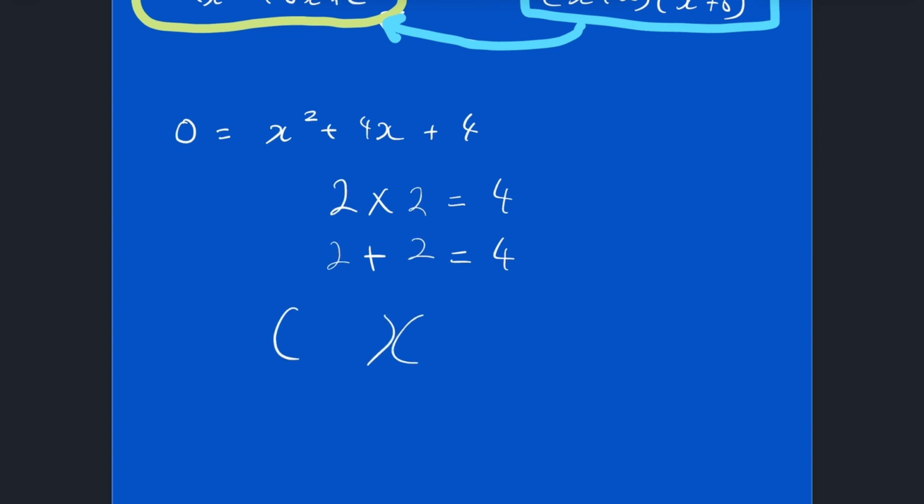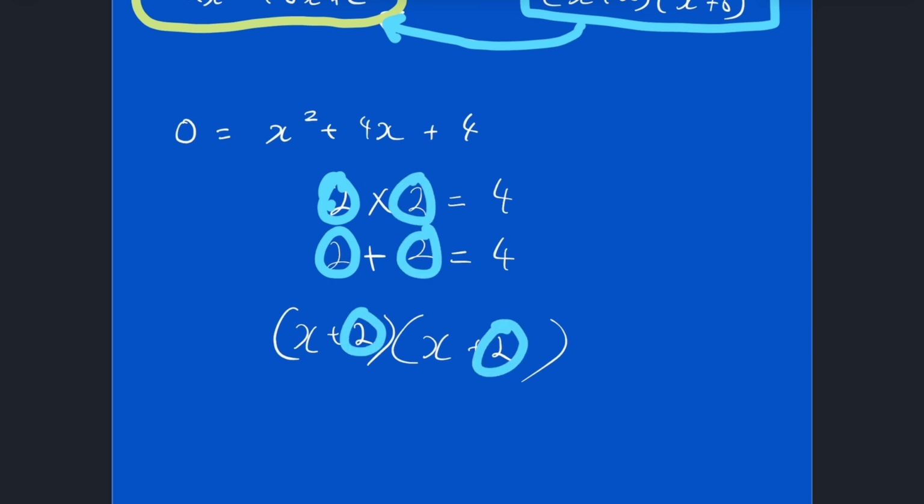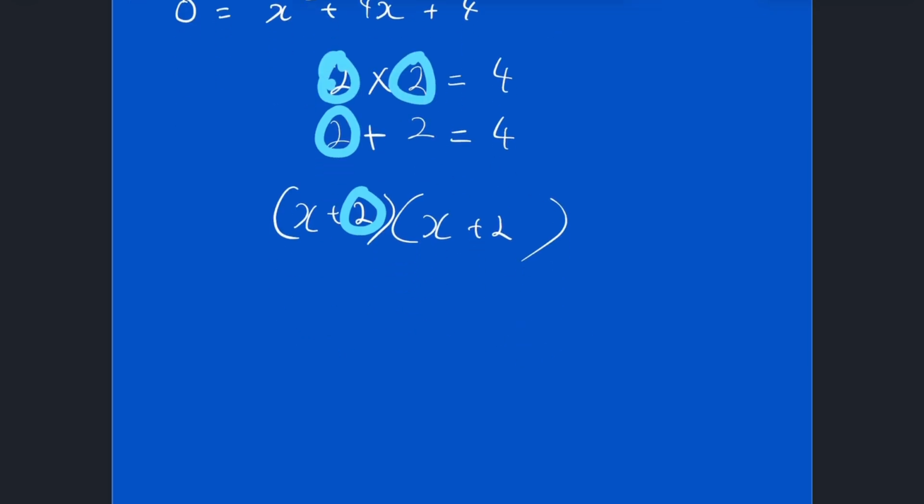Then what we do, we have two sets of brackets. We put x at the start. We do plus 2 and plus 2. Why? Well, because you've got 2 here, which is this one, and 2 here, which is this one. Therefore, this equals 0, remember?